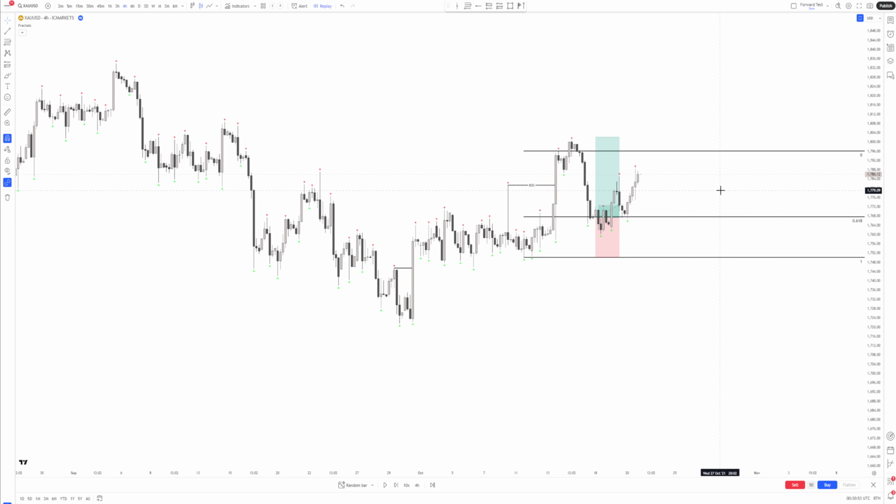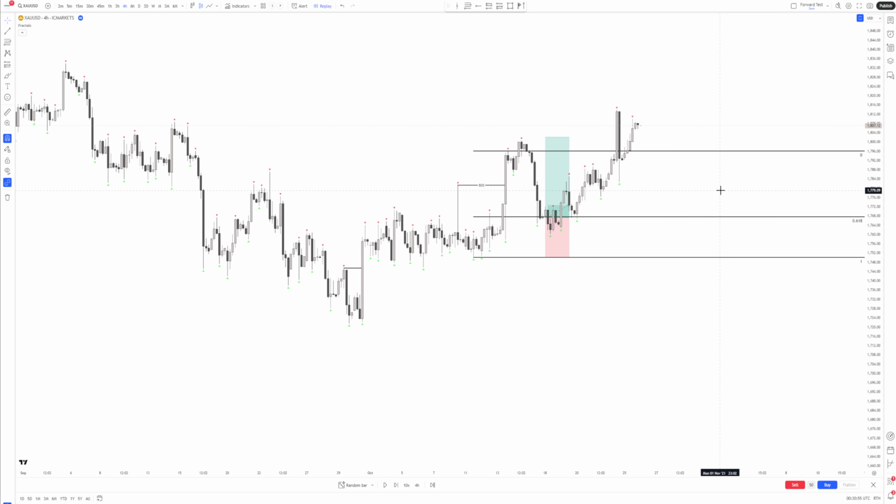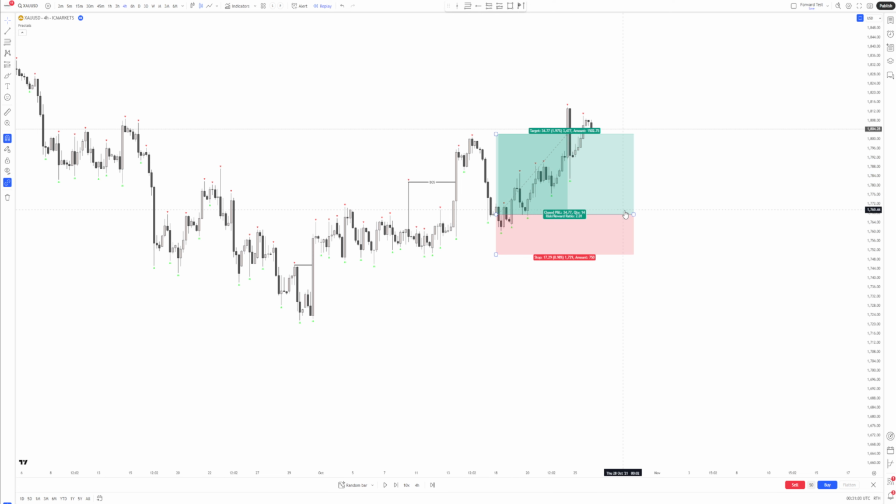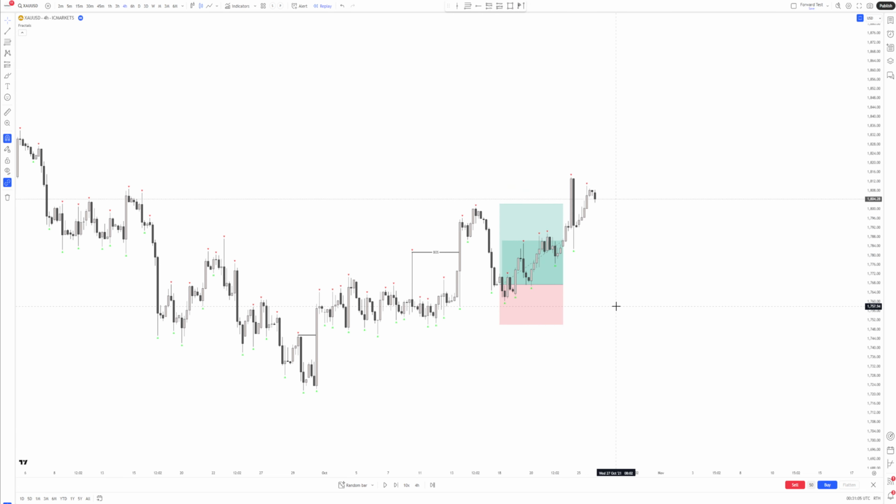And you can see that we are tagged in, and that was a win. Brilliant. Okay, you can see we've had a win there. Let's move on to the next trade, and let's see if we can get another trade.